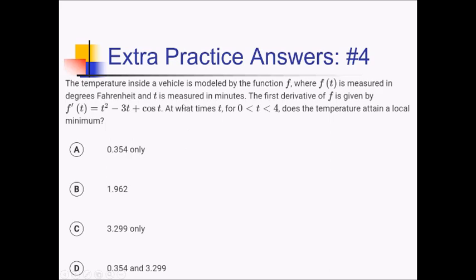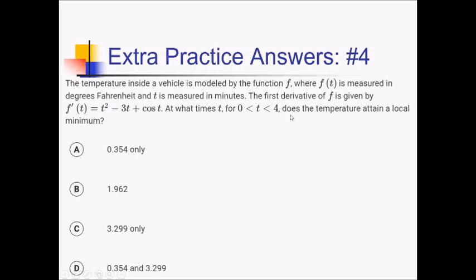For this problem, we have the temperature inside a vehicle modeled by the F function in degrees Fahrenheit, and T is measured in minutes. We don't know what F looks like, but we know the first derivative of F is given by this F prime of T function right here. Looks like a combination between a quadratic and some kind of trig function. So we want to know at what time between 0 and 4 our temperature attains a local min.